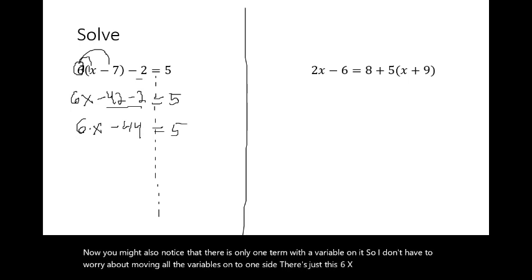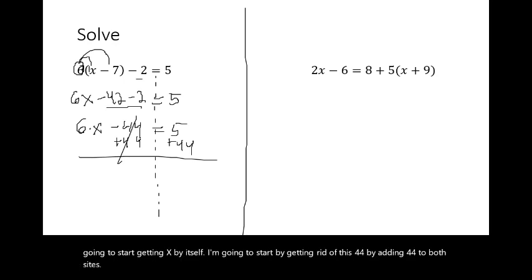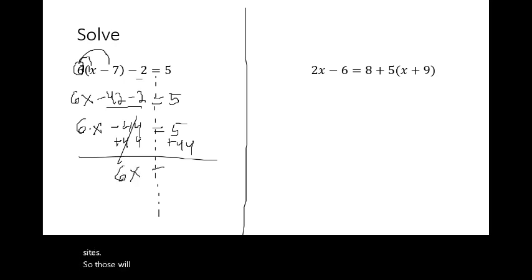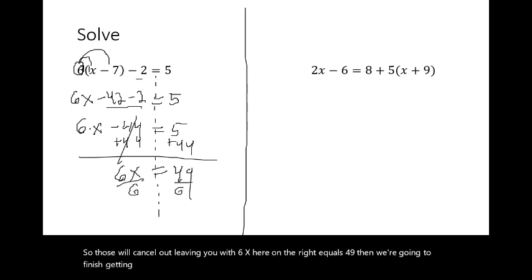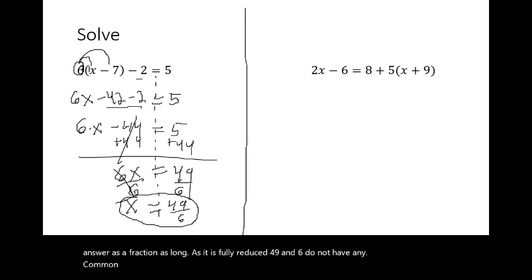So I am now going to start getting x by itself. I'm going to start by getting rid of this 44 by adding 44 to both sides. So those will cancel out, leaving you with 6x here on the right equals 49. Then we're going to finish getting x by itself by dividing both sides by 6. And then remember, you can leave your answer as a fraction as long as it is fully reduced. 49 and 6 do not have any common factors, so you can go ahead and leave it as a fraction.